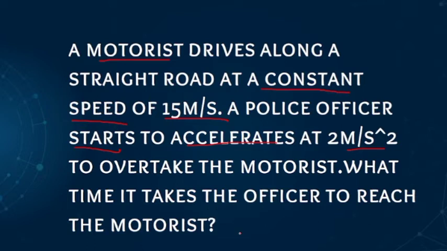So the concept we're going to use is that the distance of the police officer is equal to the distance of the motorist, because it says here to overtake and to reach. So if the police officer is to reach the motorist, it must cover the distance of the motorist. So the concept here is the distance of the motorist is equal to the distance of the police officer. And by using this concept, we can find the time taken to reach the motorist.